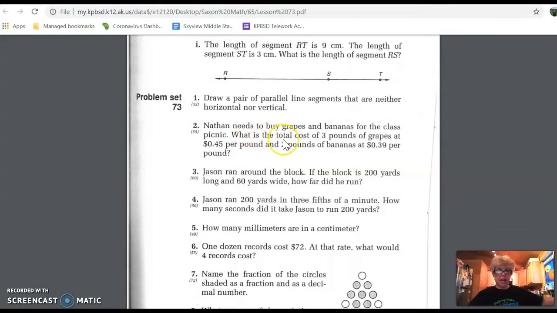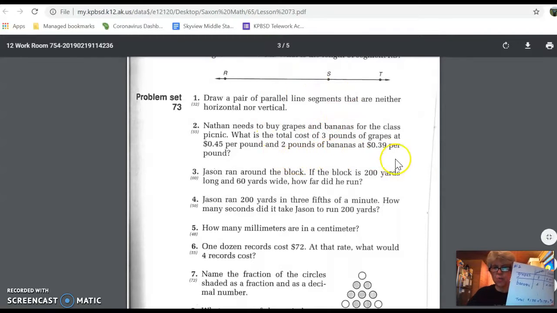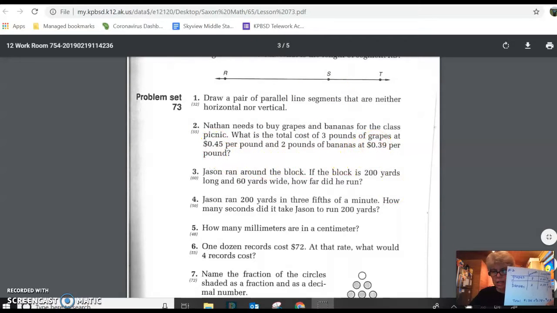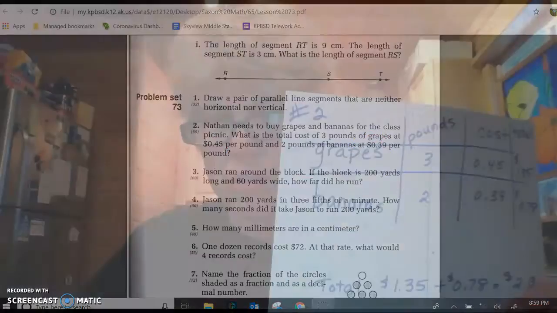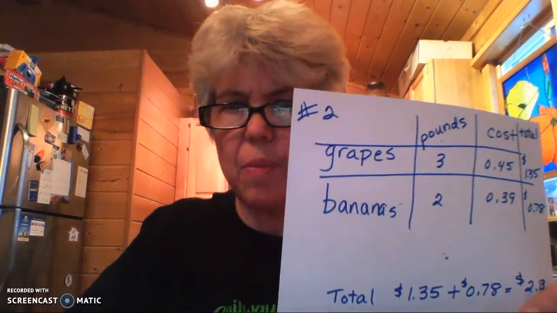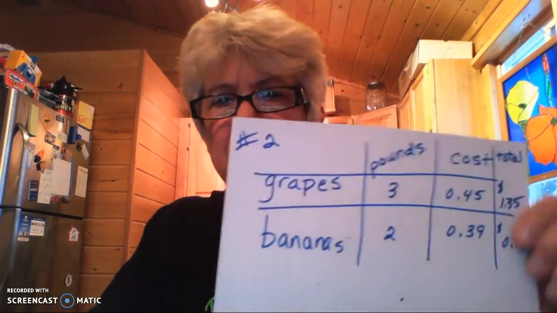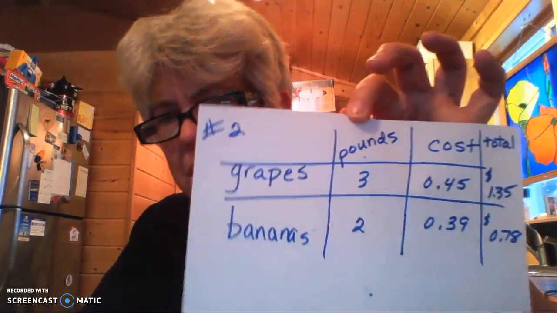Number 2 says Nathan needs to buy grapes and bananas for the class picnic. What is the total cost of 3 pounds of grapes and 2 pounds of bananas? The grapes are 45 cents a pound and the bananas are 39 cents a pound. So if we look here, I made a little chart. It's backwards on mine, that's why I'm having a little bit of a hard time.